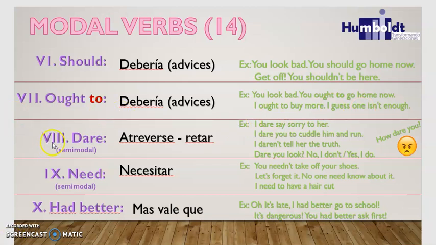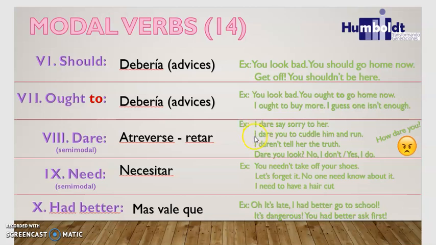We continue with the number 8. It's dare. This is a semi-modal. The translation into Spanish is atreverse or retar. We have some examples in here. I dare say sorry to her. Te reto a decirle que lo sientes, ¿ok? O yo me atrevo a decir que lo sientes.